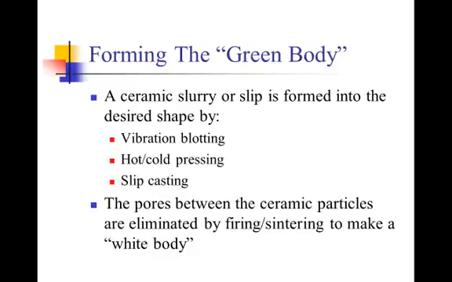Okay, so how do we get the slurry into the fragile shape that we want it to have, the green body? We have three common methods of doing that: vibration blotting, pressing, which can be done at room temperature or in the furnace at high temperature, and slip casting.